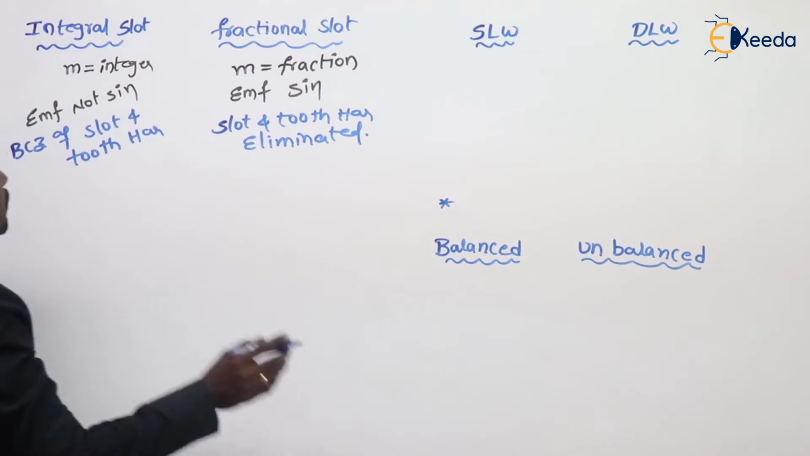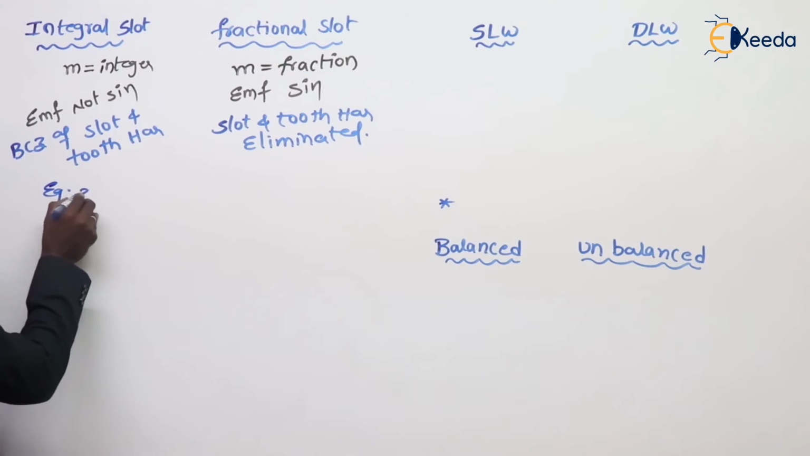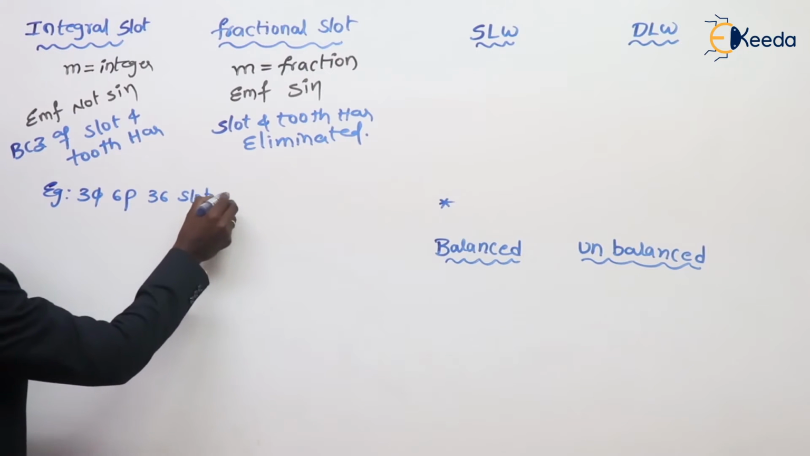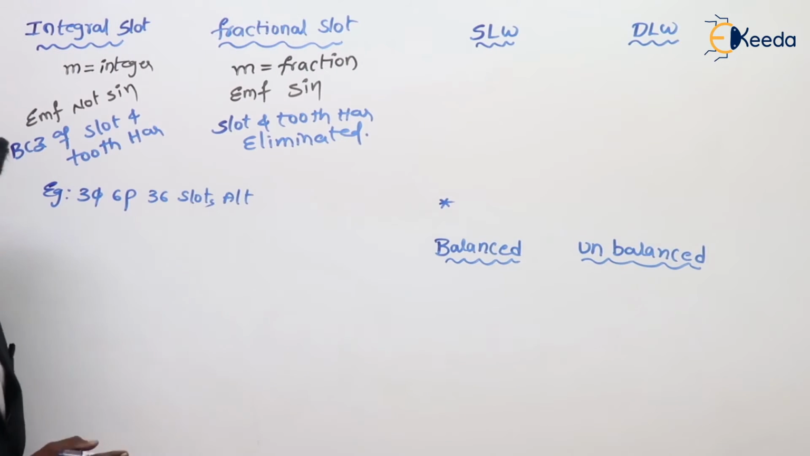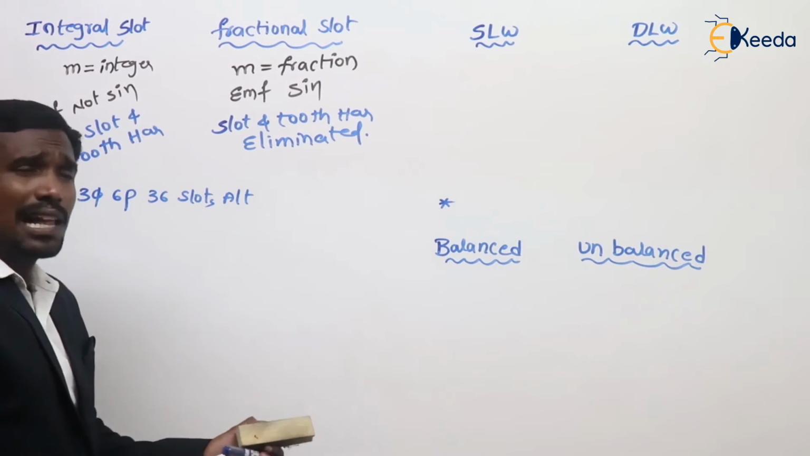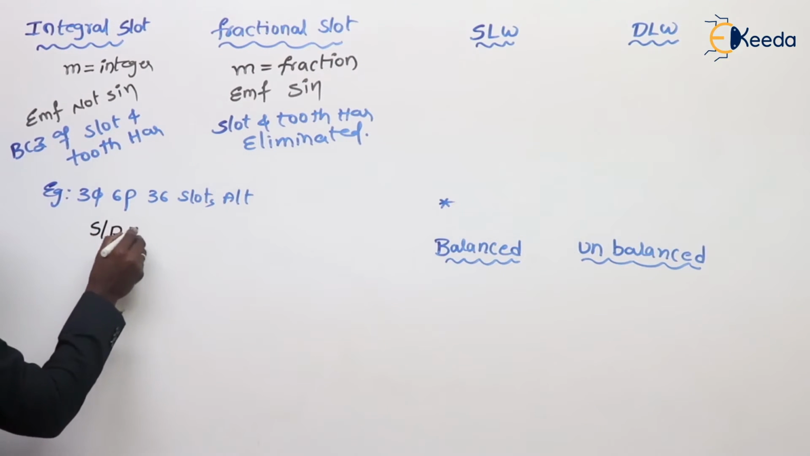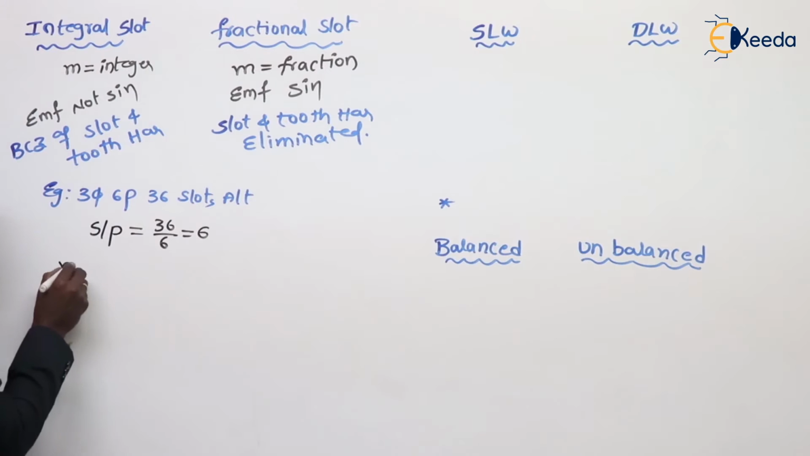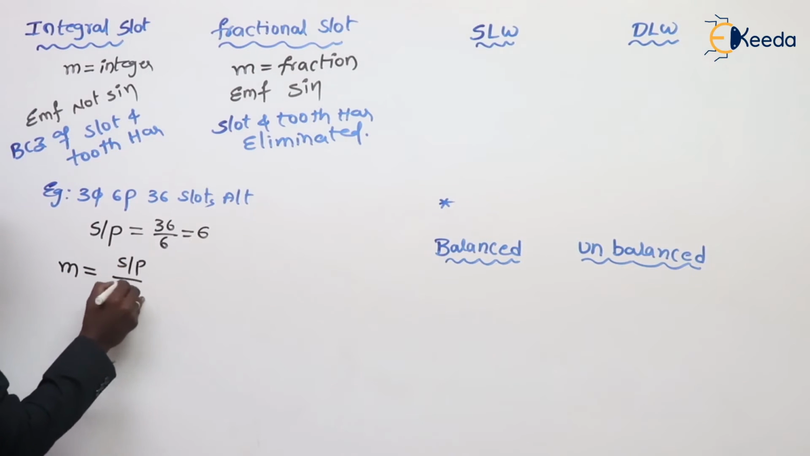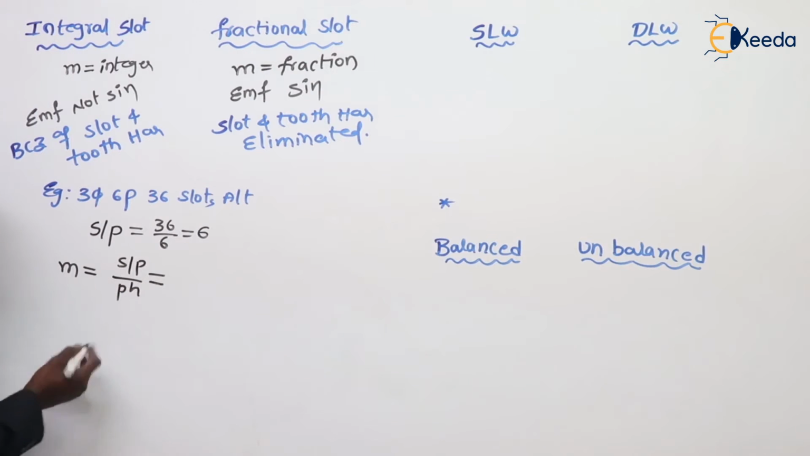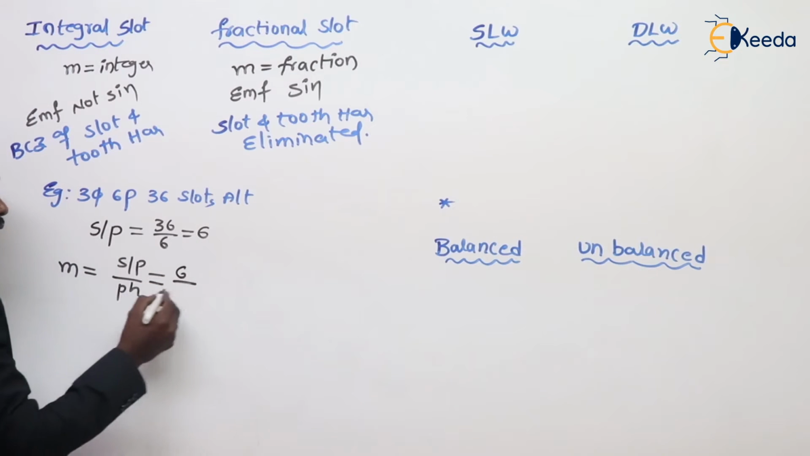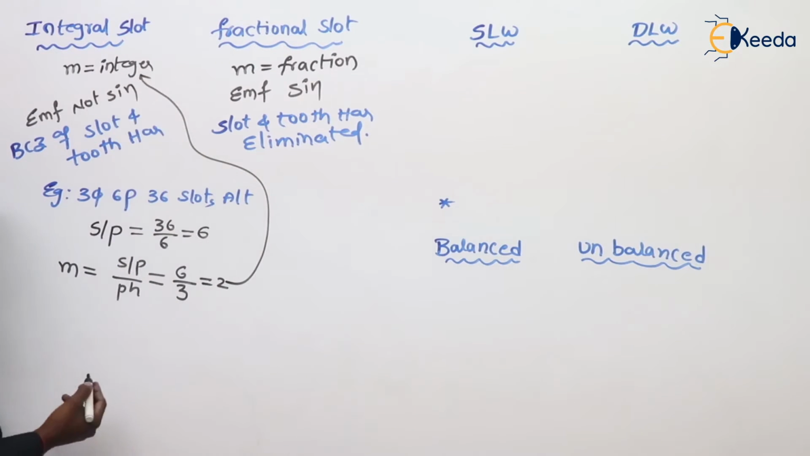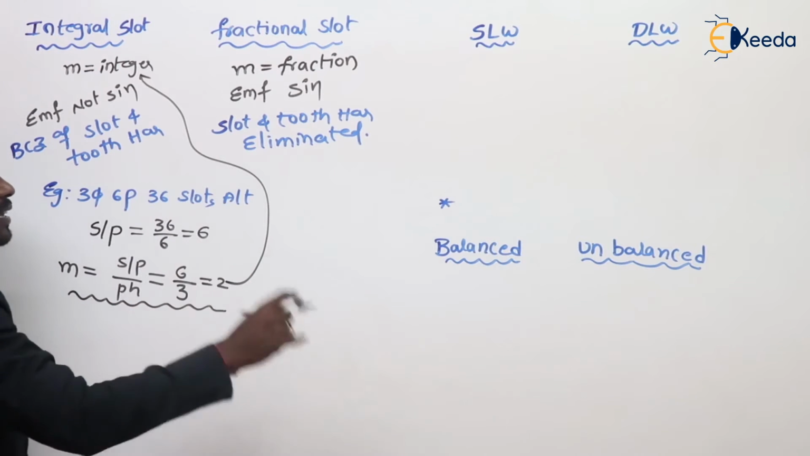This is simply about integral and fractional slot winding. Alright, let's see an example for integral slot winding. A 3-phase, 6-pole, 36 slots alternator. Find the slots per pole. Slots per pole is 6. And phase belt is nothing but slots per pole per phase. Slots per pole is 6 and phases is 3, so m is 2. Here 2 is an integer. Hence this is an integral slot winding.